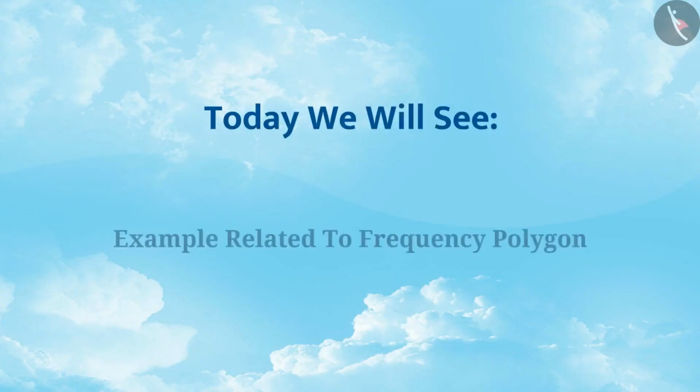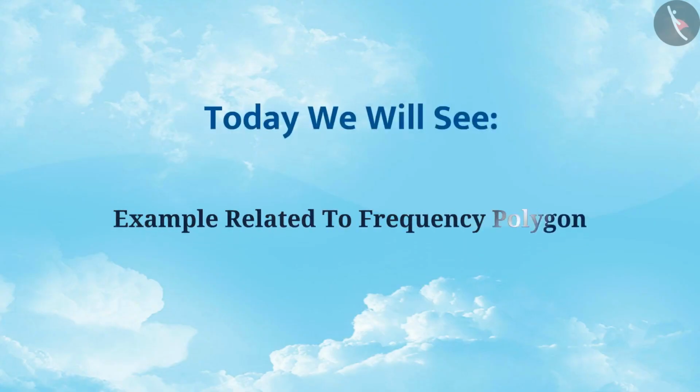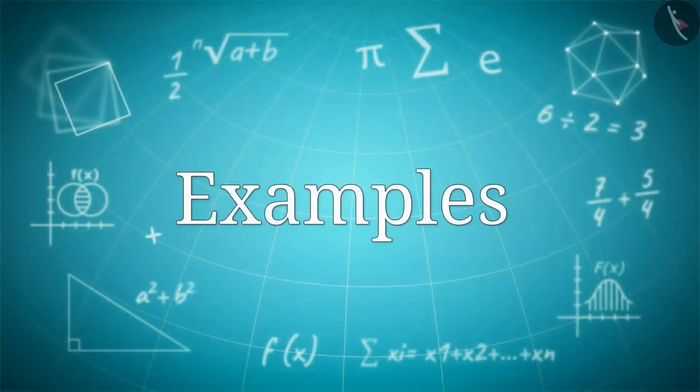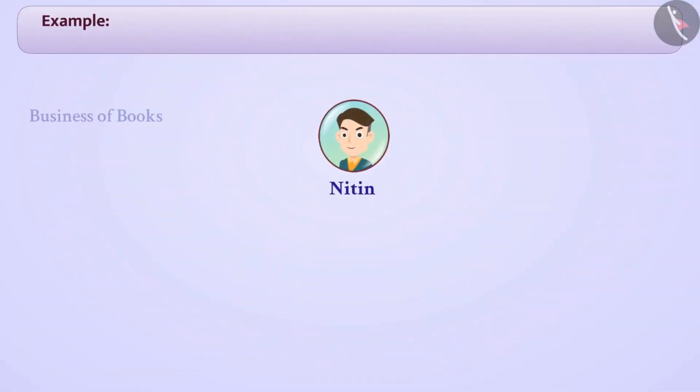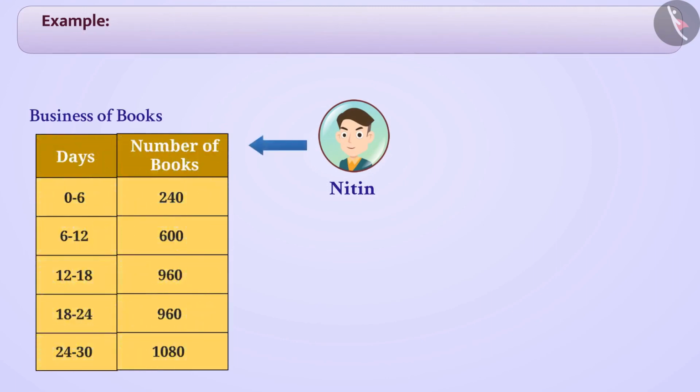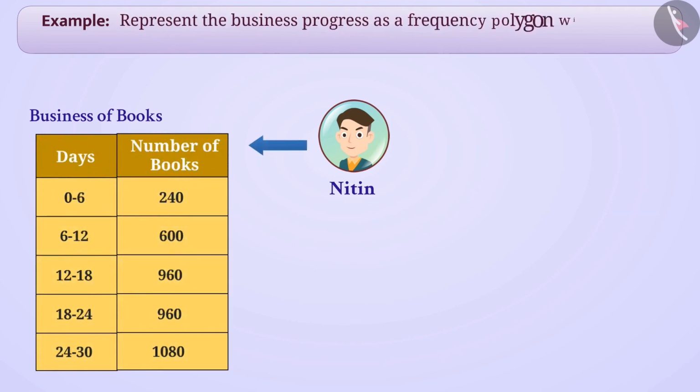Today we will see examples related to frequency polygon. Nitin started the business of publishing books. Production of books in the first few days of business is as follows. Represent the business progress as a frequency polygon without the help of histogram.